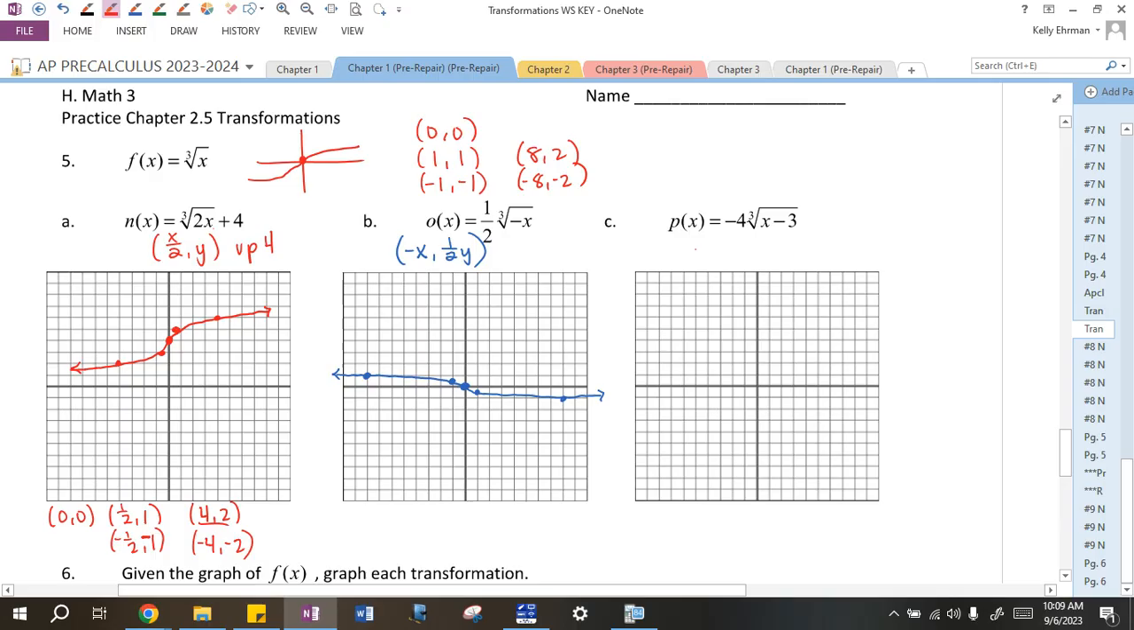And part C is going to be every y value multiplied by negative 4, and then we're going to the right 3 units. Okay, so 0, 0 stays that way, and then you go right 3. 1, 1 becomes 1, negative 4, and then it's going to go right 1, 2, 3.